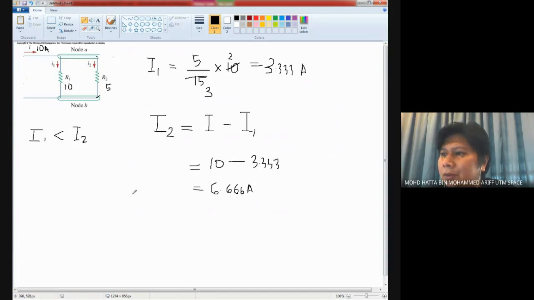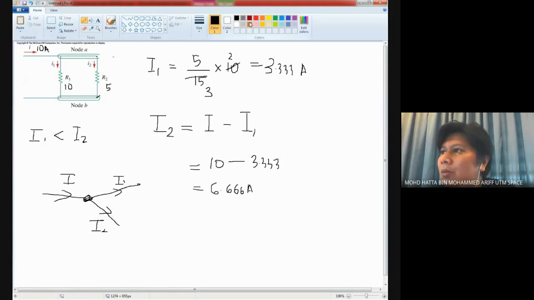Here, this is something which is revision for you. If you have a look at this part, let's say this is our node, this is I, and we have two currents going out, this is I1, this is I2.